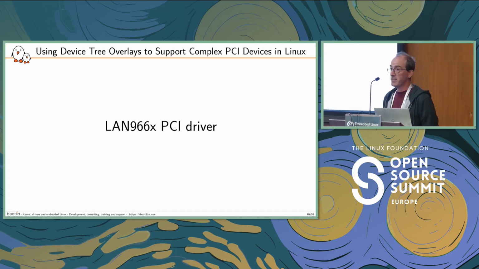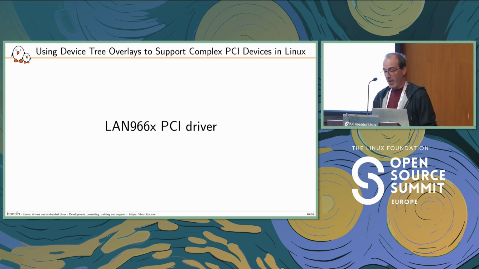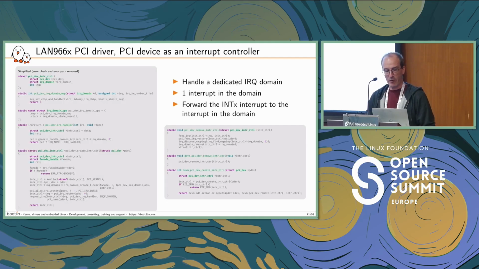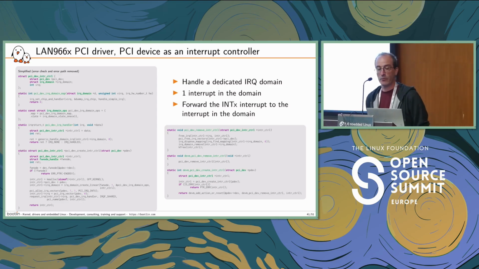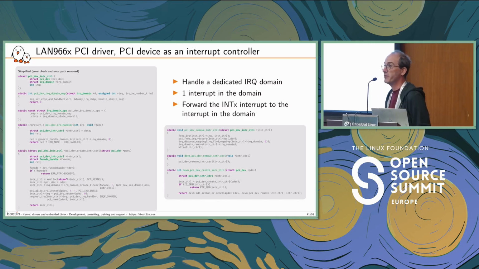So the last thing we need in order to have everything working is the LAN966 PCI driver itself, the driver that matches the vendor ID and device ID of our device. As I said before, we need to handle the interrupt, so we dedicate one hierarchical domain. We have only one interrupt in this domain, in our case the ETHTX, and we forward the ETHTX interrupt to the interrupt domain. That's all the code that does that.